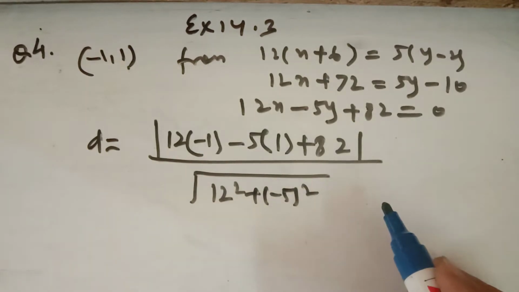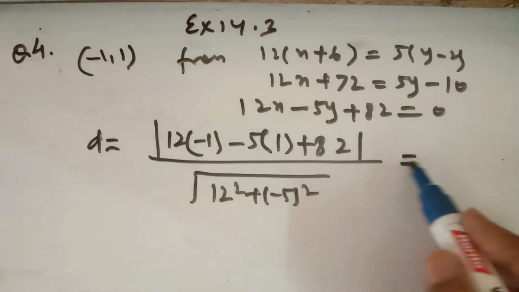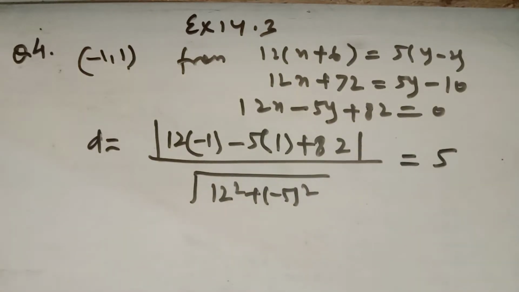This is the distance of the point from a given line, and when you solve it you will get the value of the distance as 5. So this is question number 4. It is a direct formula we have to use.